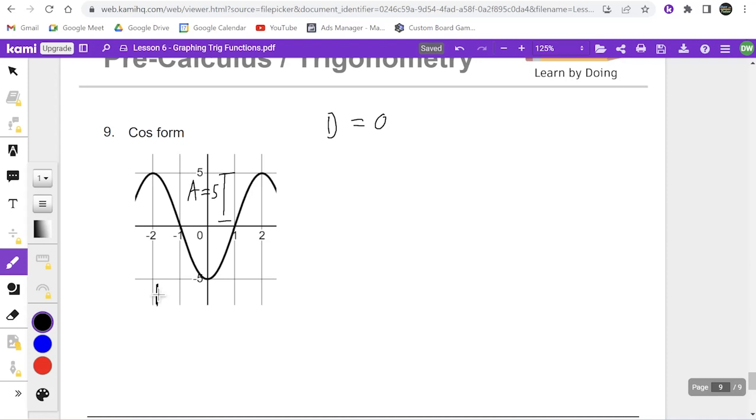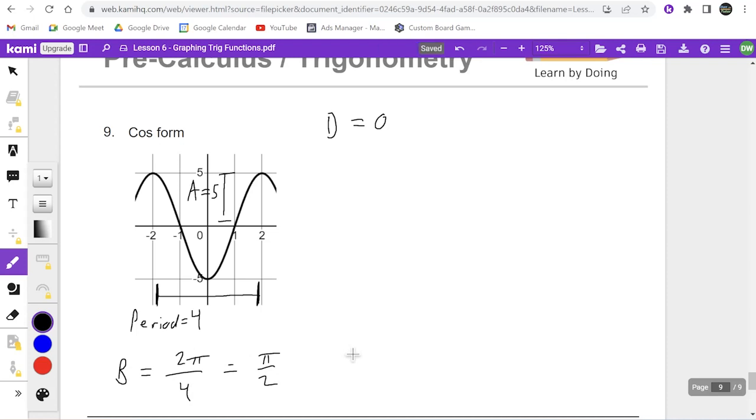B is the distance from one peak to another, or the same point in a sine or cosine wave. So it looks like my period is going to be whatever this is. Notice the distance, it's not 2, it's not negative 2. The distance is 4. My period is 4 because I started at negative 2 and got to 2. That's 4 apart. And so what that means is B is equal to 2 pi divided by 4. That's going to reduce to pi over 2. B is pi over 2.